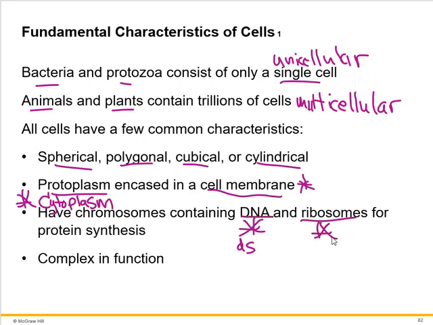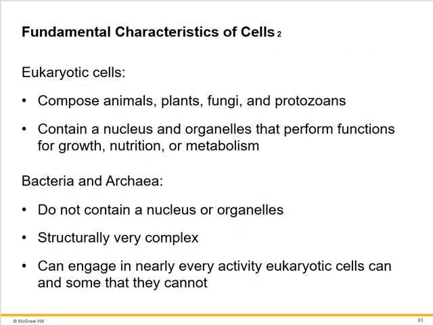And so even if they're a bacteria cell and they don't have a nucleus, they still have double-stranded DNA, and they have ribosomes, and they're complex in function. So these are 4 characteristics. They have cytoplasm, cell membrane, DNA, and ribosomes. All cells have those things.